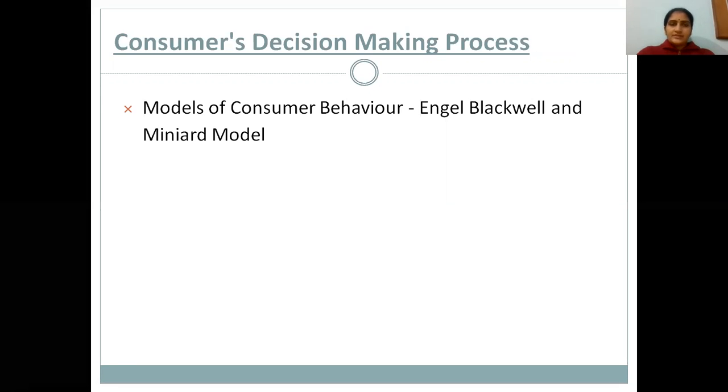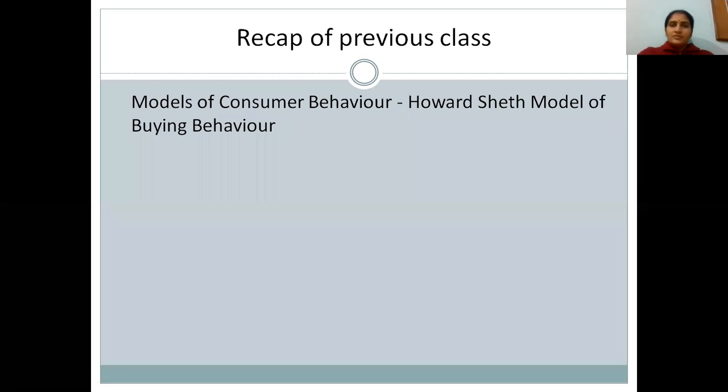So we will be discussing the 4th chapter, Consumers Decision Making Process, and the topic for our discussion today will be Models of Consumer Behavior, in that the Engel, Blackwell and Miniard model. So today we'll be discussing the Engel, Blackwell and Miniard model. Before exactly starting today's topic, first let us recap what we had discussed in the previous class.